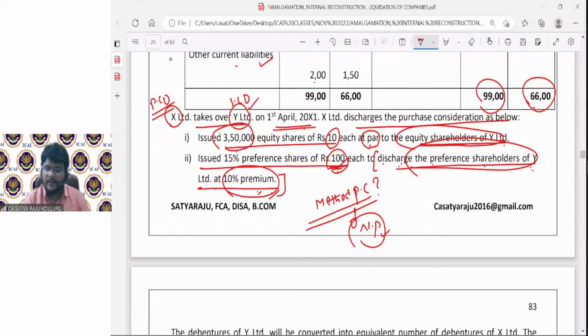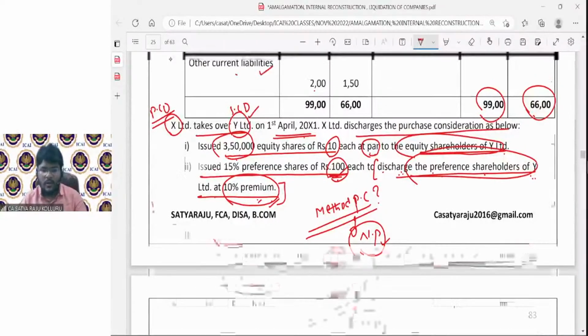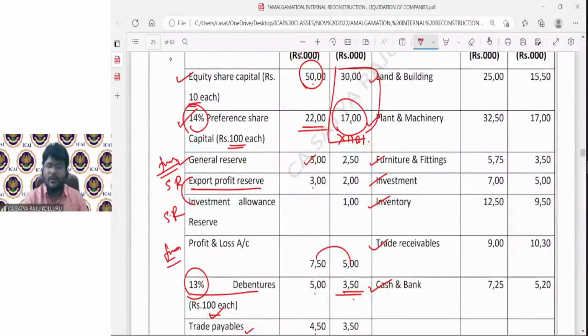From here, you should break the sentence. To discharge the preference shareholders of Y Limited at 10% premium means you are going to discharge the preference shareholders of the selling company by paying 10% in excess over the face value. Always in the balance sheet, the preference share capital is shown at face value. You are paying in excess of 10%, so you are paying 18,70,000. Like that, we are going to decide. Hope you understand right now. Now, 18,70,000, but the preference share, whatever you are issuing, is 100 rupees face value only. That's why the number of preference shares you are going to issue is 18,700 preference shares. Am I right?